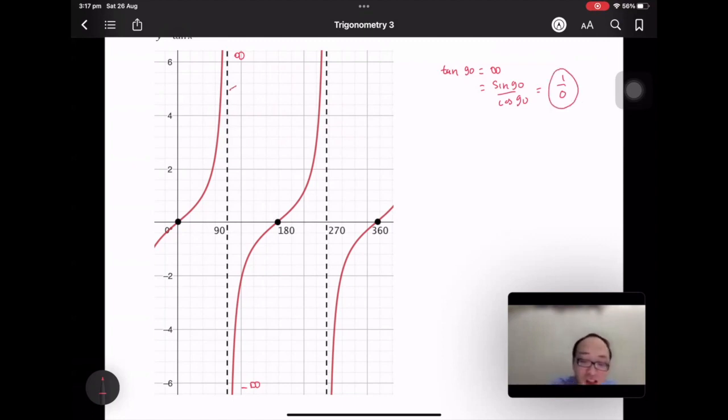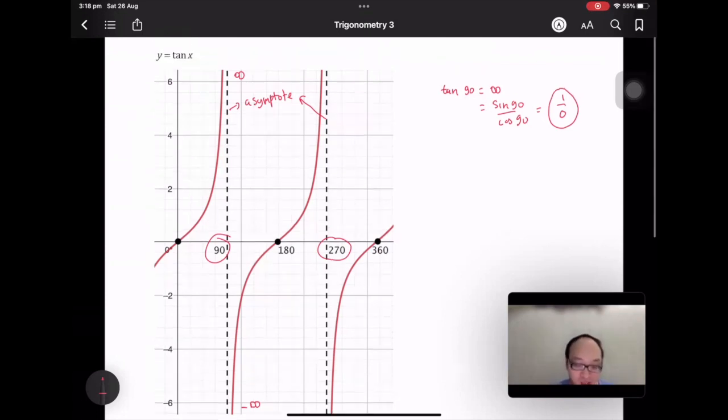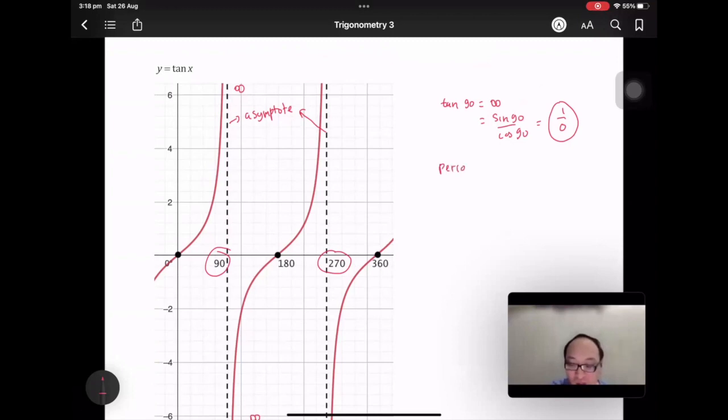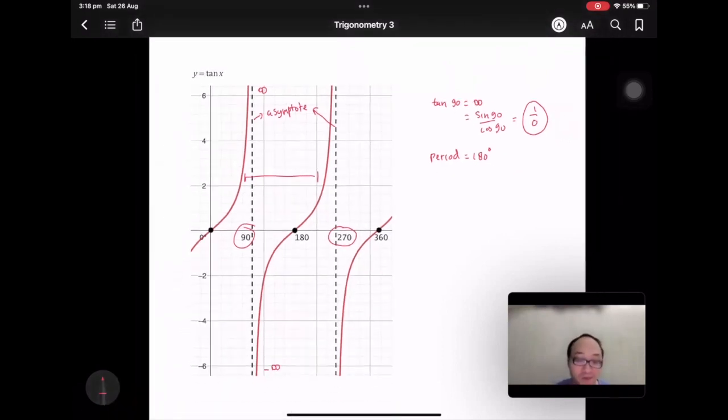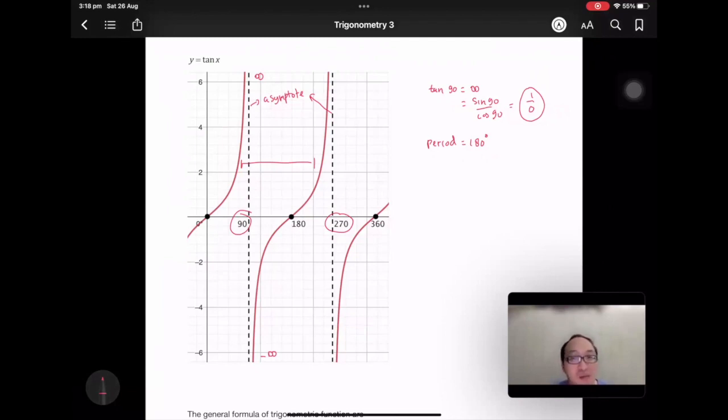So there is an asymptote in the tangent graph. An asymptote is a line that is never cut by the graph. So the graph will never touch this line. We have two asymptotes in the tangent graph. First is at 90 degrees, and the second one at 270. And if you see from the graph, tangent has a period of 180 degrees because it will repeat after 180. So every 180 degrees it will repeat. So those are the characteristics of the three trigonometric function graphs.